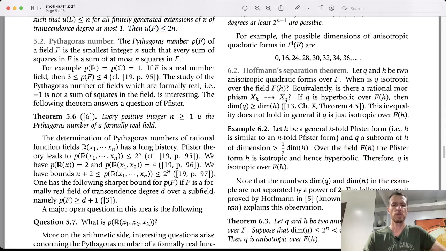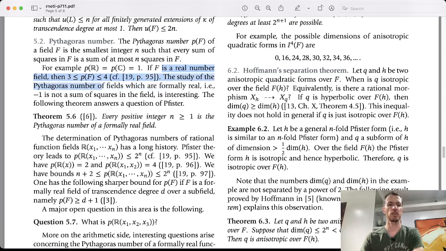Pythagoras number. The Pythagoras number P(F) of a field F is the smallest integer n such that every sum of squares in F is the sum of at most n squares in F. For example, the Pythagoras number of the reals equals the Pythagoras number of the complex field equals 1. If F is a real number field, then 3 is less than or equal to the Pythagoras number of F, which is less than or equal to 4.